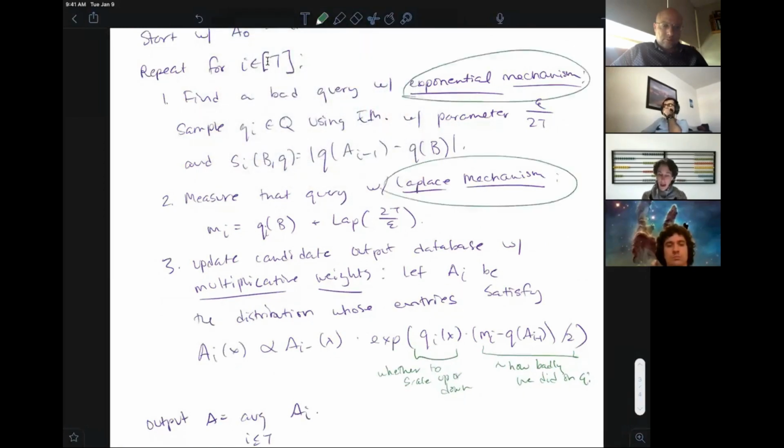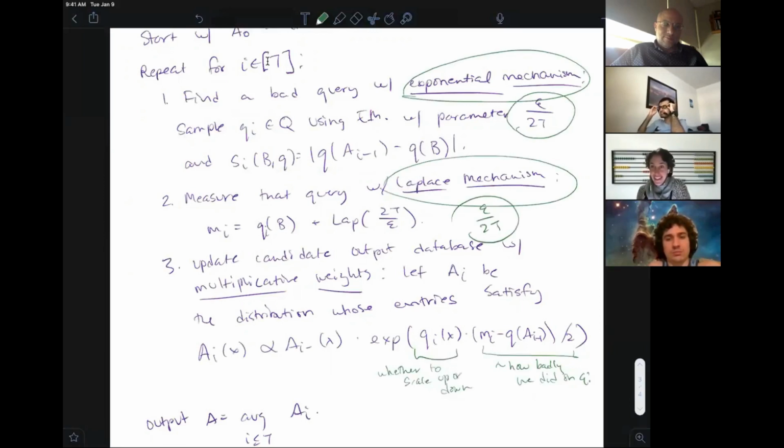How much do we pay? That's how much we pay here, and that's how much we pay here. How many times do we do it? T times. What's T times epsilon over 2T plus epsilon over 2T? It's epsilon. That was the privacy analysis.